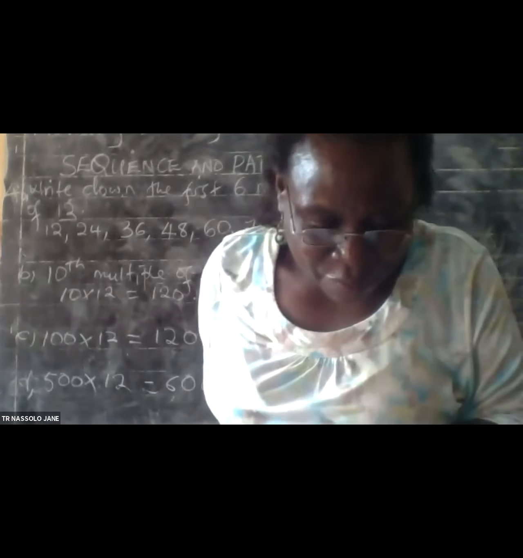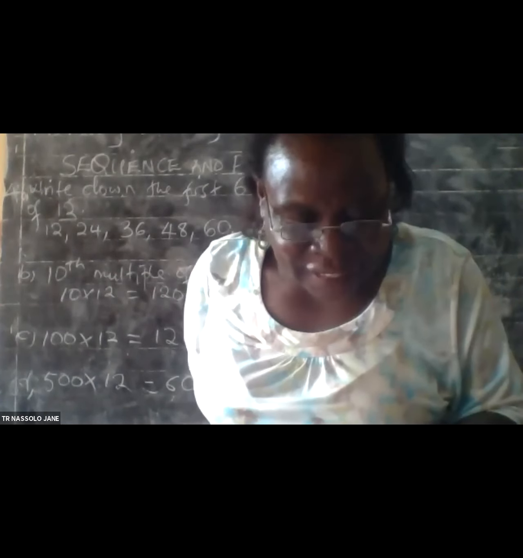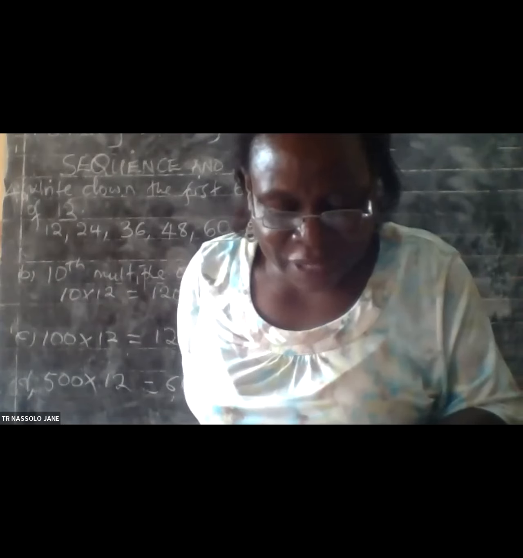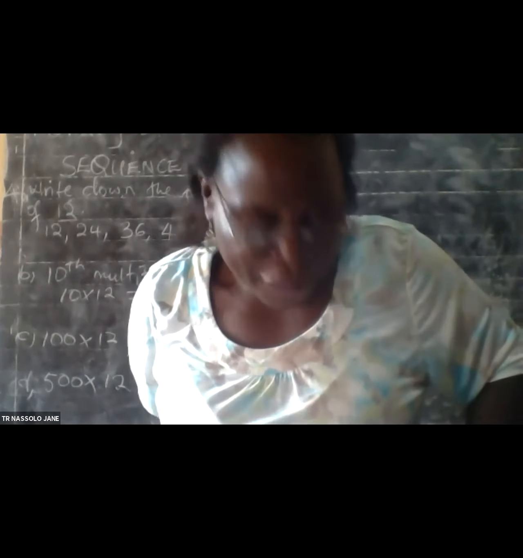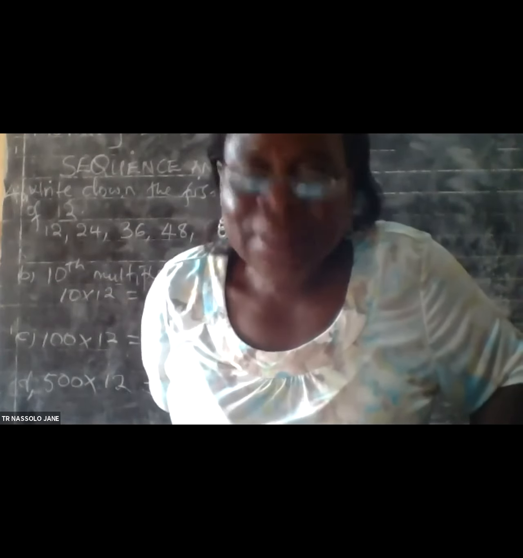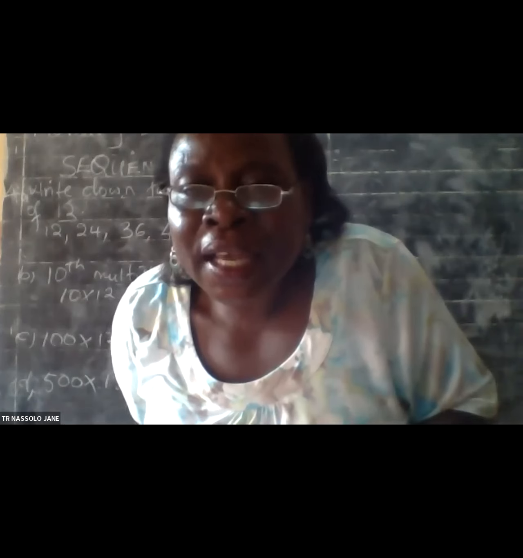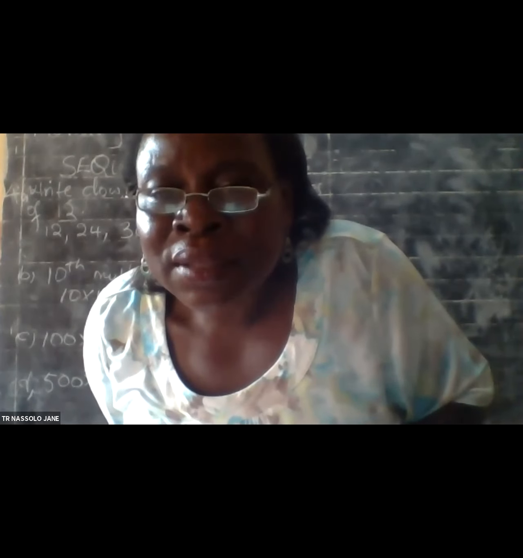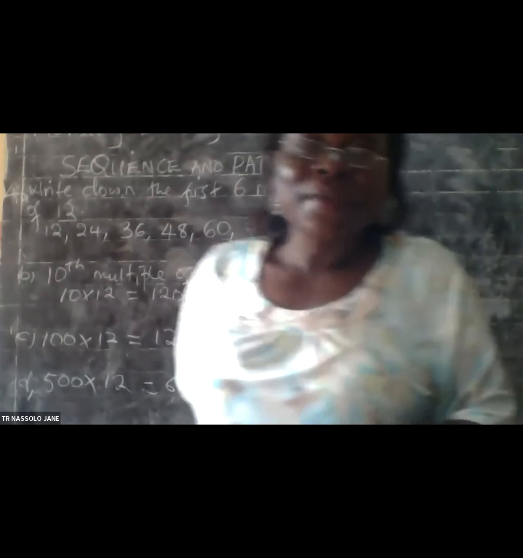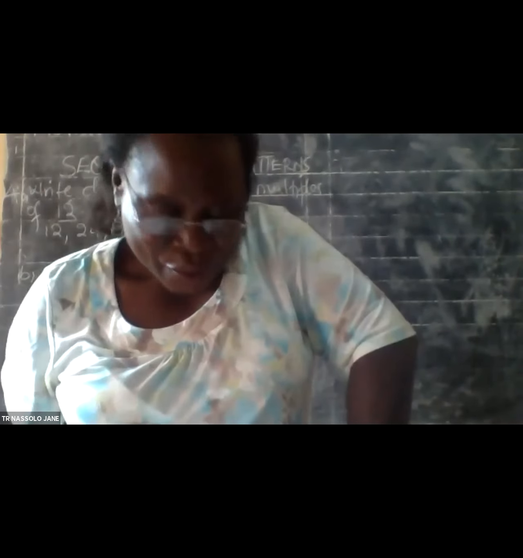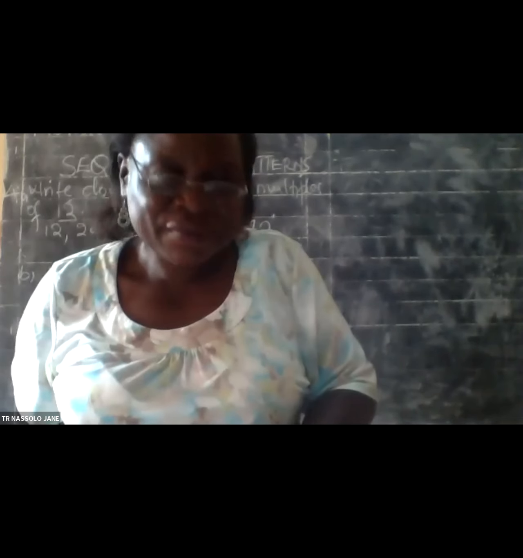Now, part F. If 96 is the nth multiple of 12, what is n? It's 8. Thank you very much. Now, we move to question number 5.